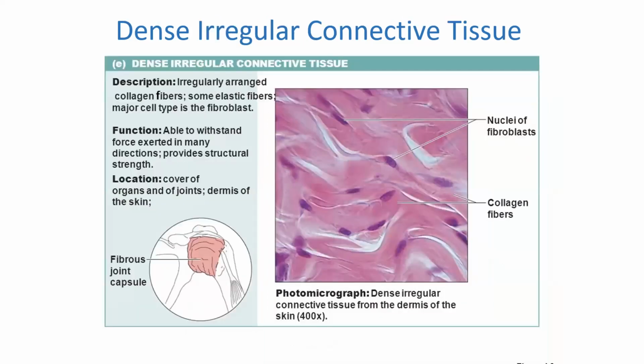Irregular connective tissue is where you have more elastic fibers, and here this has an irregular arrangement. We find this when we see a joint capsule, like in the area around the shoulder, where we have the scapula and the clavicle and the head of the humerus all coming together. So we would cover these joints with this flexible tissue that can move in any direction.